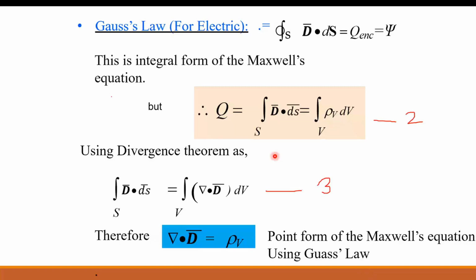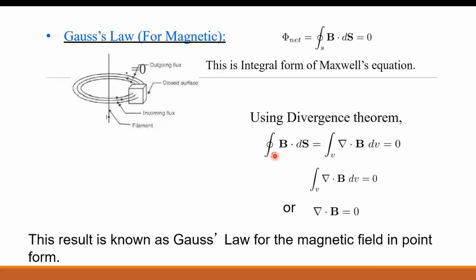Okay, static electric field. Next is Gauss law for magnetic field. The net flux passing through a closed surface is equal to 0. This is the Gauss law for magnetic field. This is the integral form of Maxwell's fourth equation, and using the divergence theorem, if we relate surface integration to volume integration, then we obtain del dot B bar is equal to 0, where B bar is magnetic flux density. And this is the point form of Maxwell's equation derived from Gauss law of magnetic field.